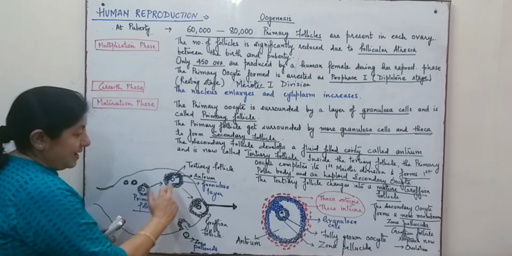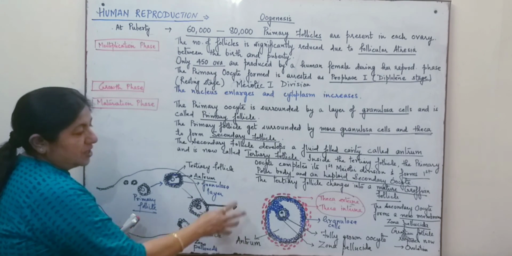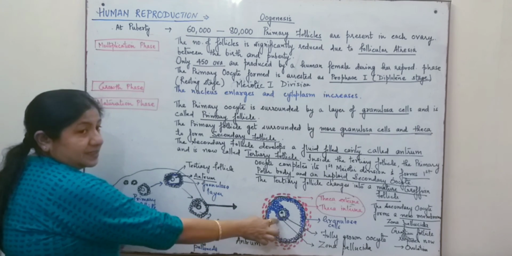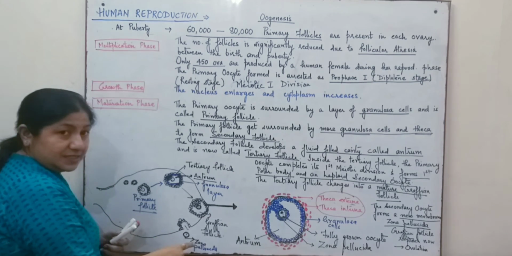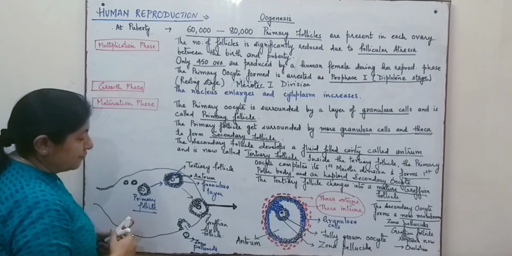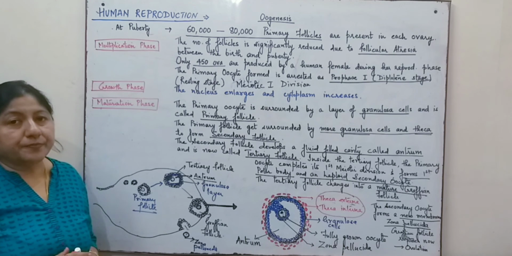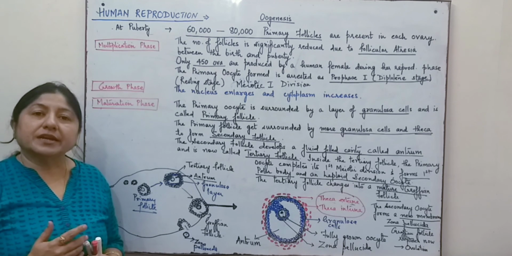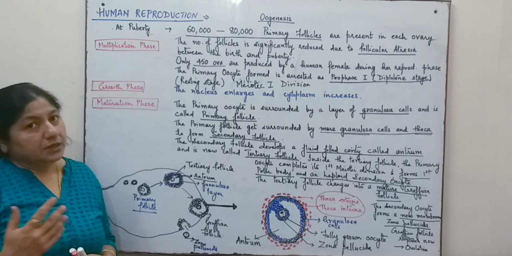So at this particular stage, the secondary oocyte is released from the Graafian follicle, and the follicle then forms the corpus luteum. The functions of this we will be studying in the next video.